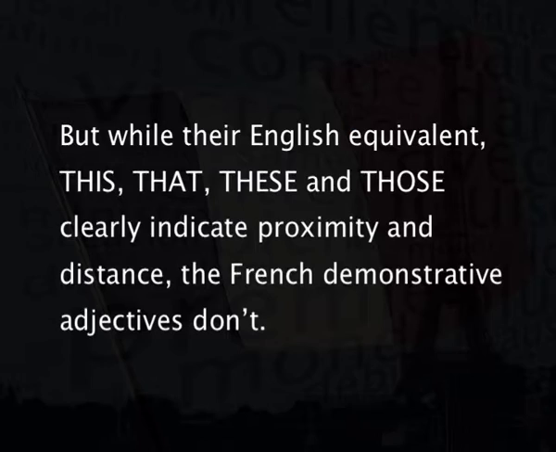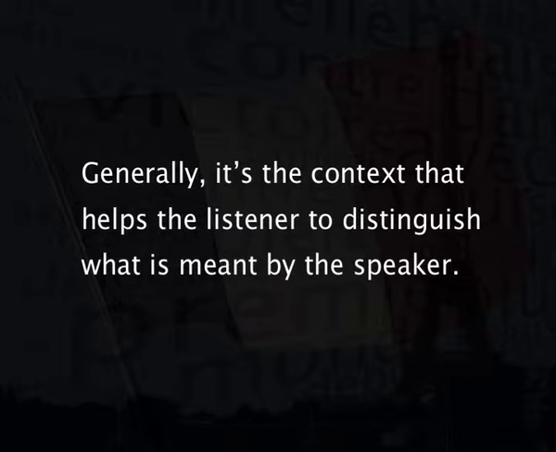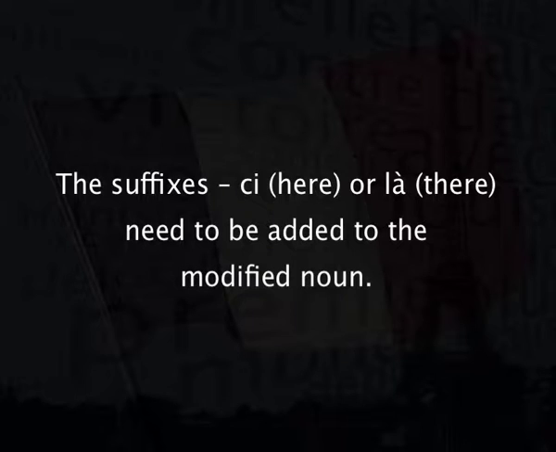Unlike the articles, however, demonstrative adjectives also specify distance and proximity. But while their English equivalents, this, that, these, and those, clearly indicate proximity and distance, the French demonstrative adjectives don't. Generally, it's the context that helps the listener to distinguish what is meant by the speaker. However, if one wishes to emphasize the proximity or distance, the suffixes ci, which means here, or là, which means there, need to be added to the modified noun.